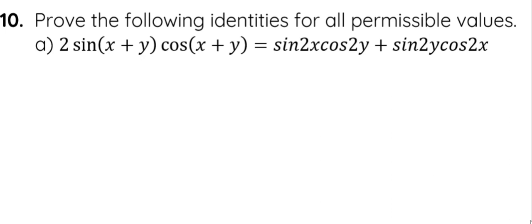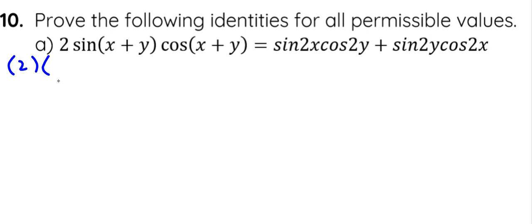Okay, on this side, we want to prove it true for all permissible values, which means you don't have to state the restrictions. So I'm going to go to my formula sheet and try working on the left-hand side first. So I've got 2 times, and then I'm going to multiply that by sine x plus y.